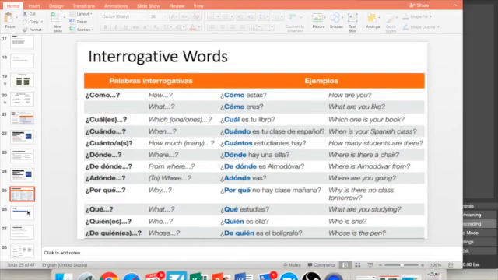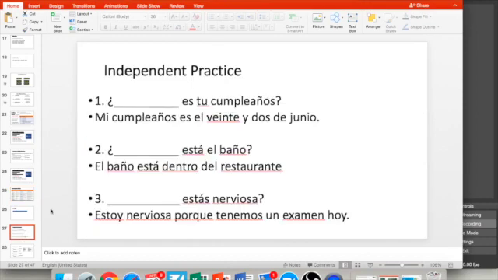Okay, so something you may be asked to do with these words this week is to go through and fill in a sentence with the correct question word. So for example, here in number 1, you see blank es tu cumpleaños. Blank is your birthday, and this person answers and says, mi cumpleaños es el 22 de junio. My birthday is the 22nd of June.